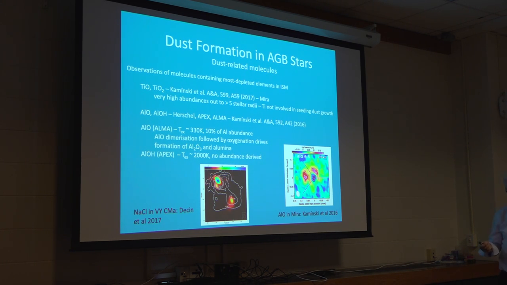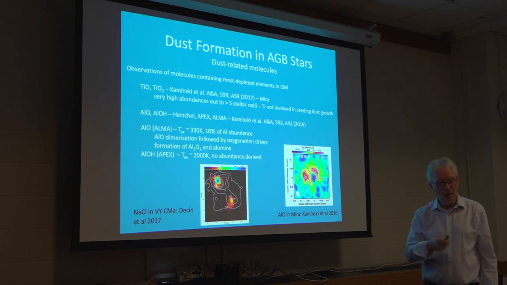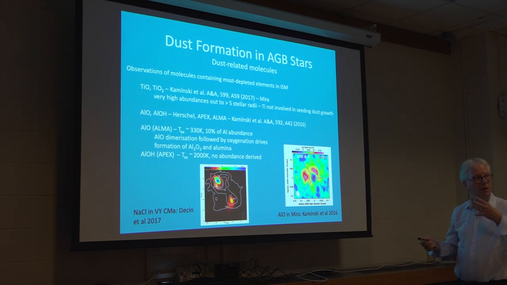In carbon stars, one can't really do that because we don't easily see carbon molecules in the inner regions of carbon-rich stars. So you can say something about what goes into dust grains by observing a variety of molecules and trying to work out their abundances as a fraction of the elemental abundance that's in the gas phase, at least. A number of these studies have been done in recent years with ALMA in particular, which look at titanium and aluminium species.